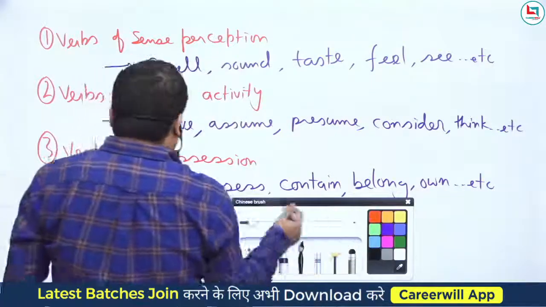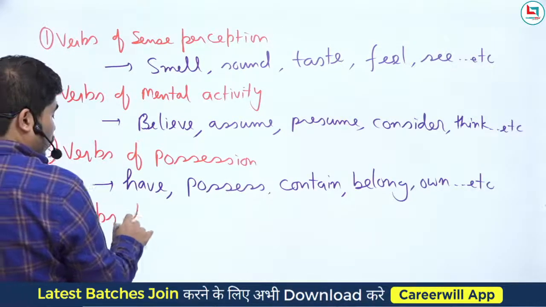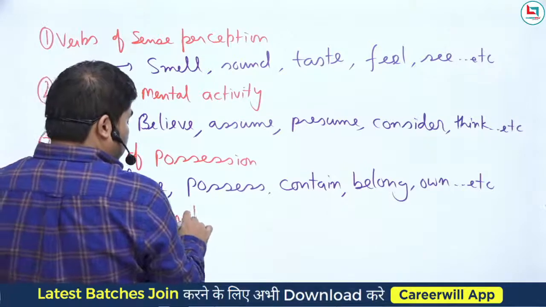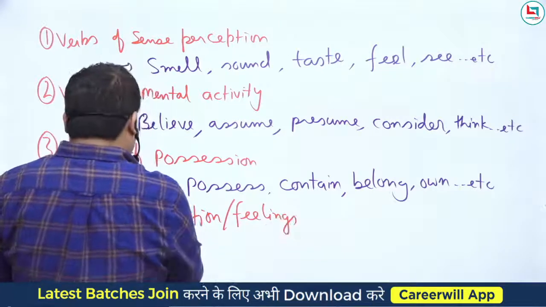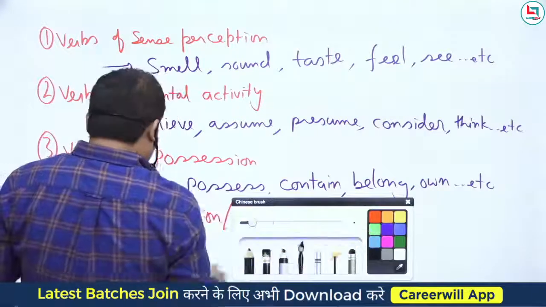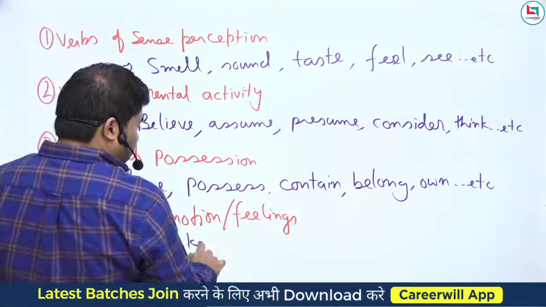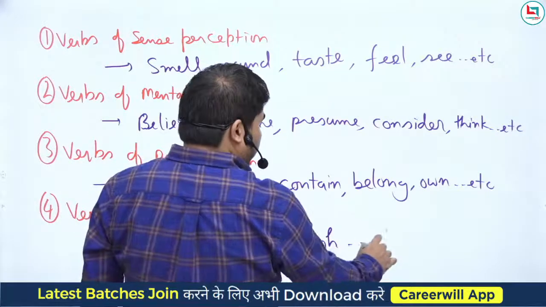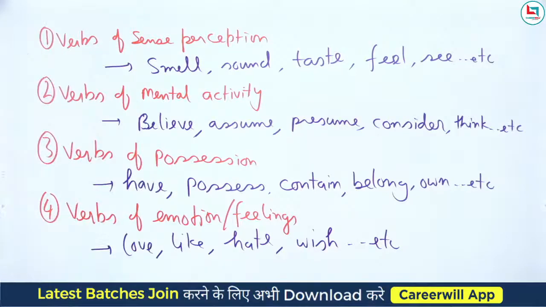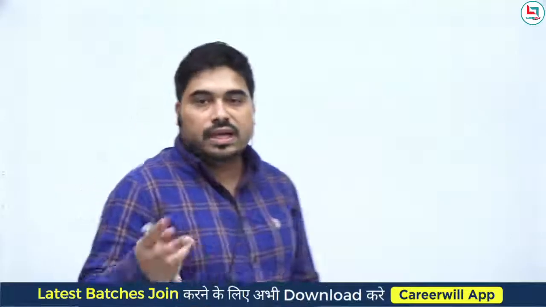Then you have verbs of emotion, of feelings, like love, like, hate, wish, etc. So we don't use these verbs in continuous in general. And whenever you use in continuous form, means ing form, then the meaning would be different.